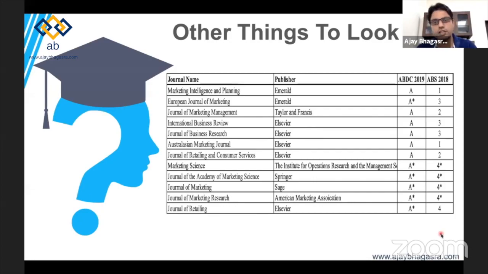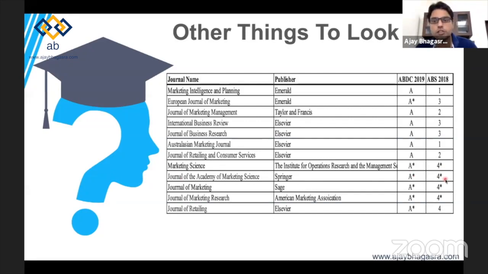Every established ranking, whenever they categorize those journals, would accept them as the top journals. For example, there is no point in discussing whether Marketing Science is a good journal or not. It is a good journal because ABDC marks it as an A-star journal, and ABS also calls it a 4-star journal. So this is the topmost category in these two rankings. So Journal of the Academy of Marketing Science, published by Springer: A-star, 4-star.